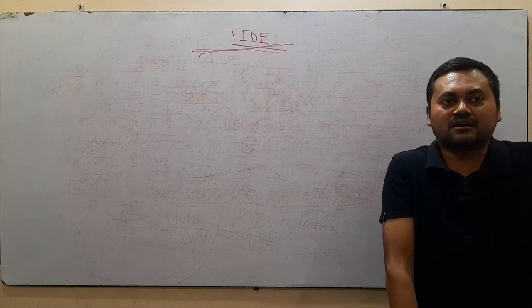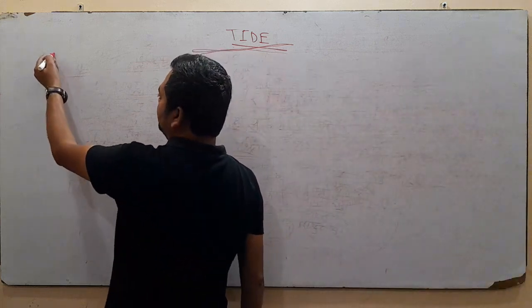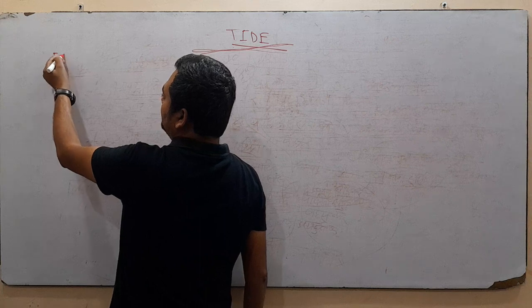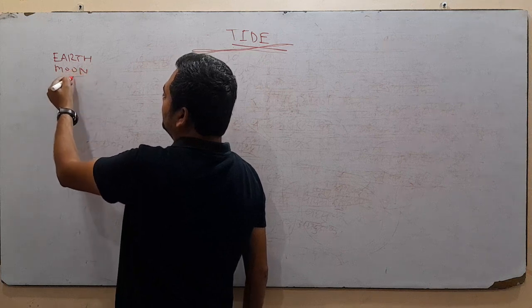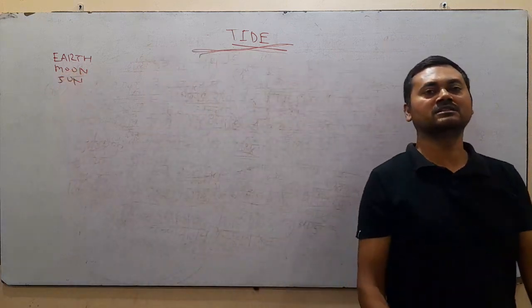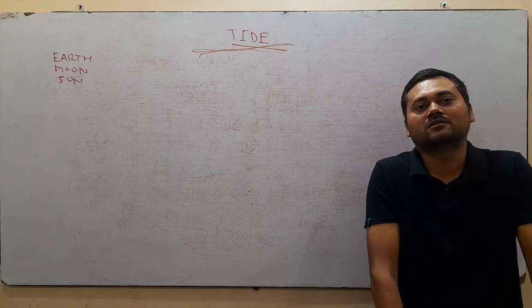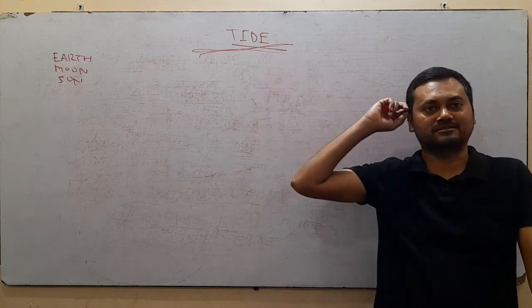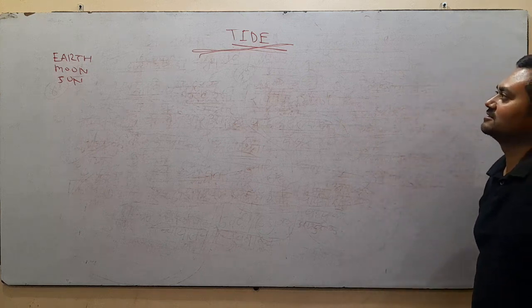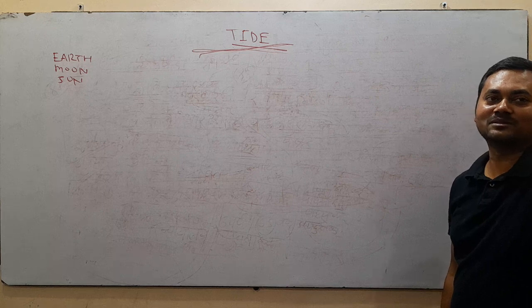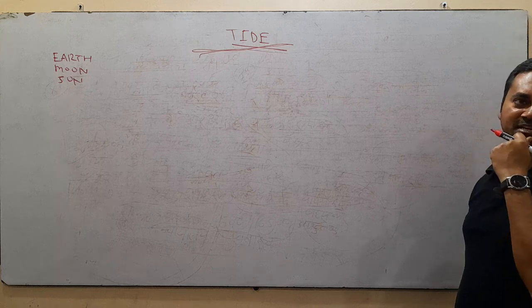And this tide occurs because of the gravitational forces of the earth, moon, and the sun. These three celestial bodies are responsible behind this tide. You should also know one thing, as I have already told you, that a little bit of astronomy is also involved. So you may have heard of the solar eclipse and the lunar eclipse.